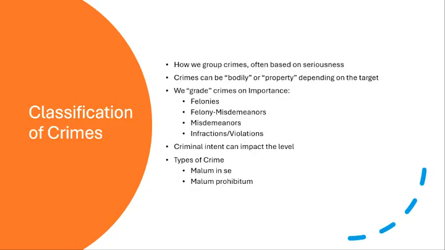Infractions and violations is the lowest level, and these are the things like speeding. These are the things like jaywalking. These are the things like not paying a fine. The infractions and violations are the lowest level of crime. They're typically things that we might consider victimless crimes, which we'll get way into later, but this is just a review for the midterm. So when we grade crimes, we're looking at felonies, we're looking at misdemeanors, and we're looking at infractions and violations. Okay? That's the big important piece.